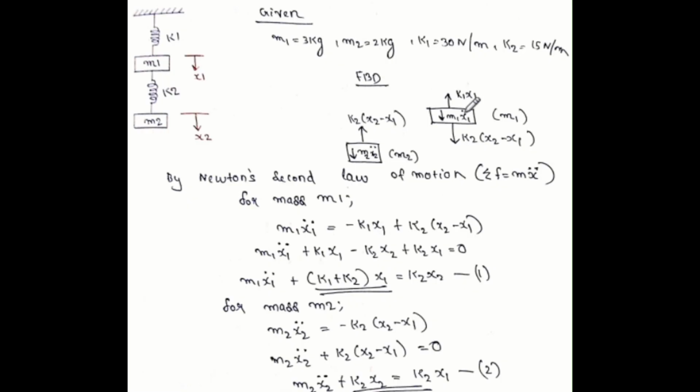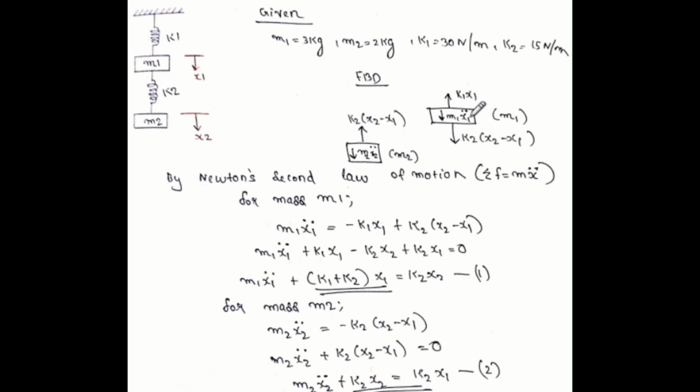So for m1, it is simply m1a. The force developed due to the acceleration is ma. Here it is written as m1 x1 double dot. It is the same thing, it simply means ma.